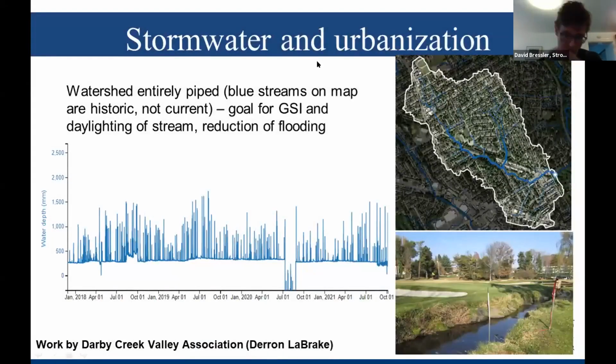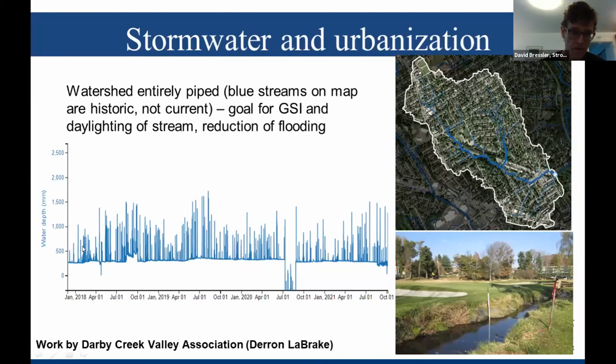So moving on to stormwater and urbanization, this is work that Darren LeBrake with the Darby Creek Valley Association has been doing. This is the watershed. Here's the station here, delineated upstream of the station. This stream network is actually all piped. So this is what it should look like, but this network has been entirely piped. So it's all pipes upstream of here. Darren is working with this neighborhood to develop green stormwater infrastructure and possibly even daylight the stream.